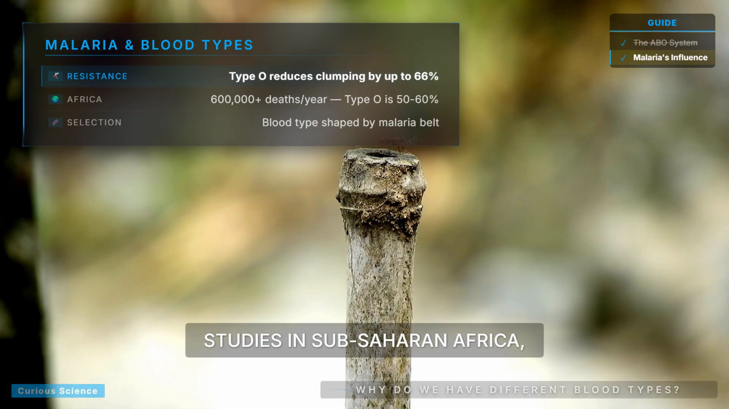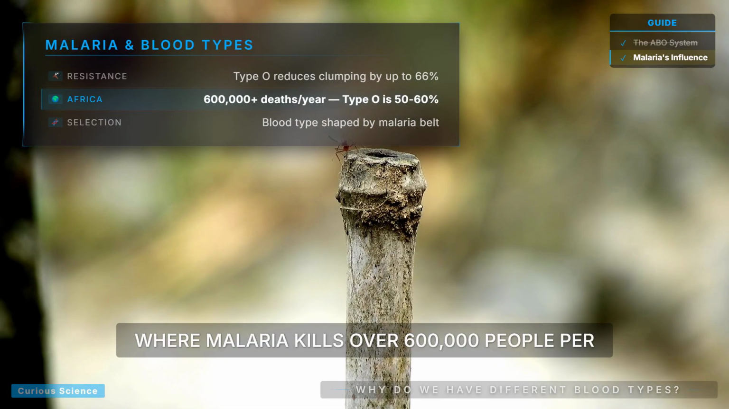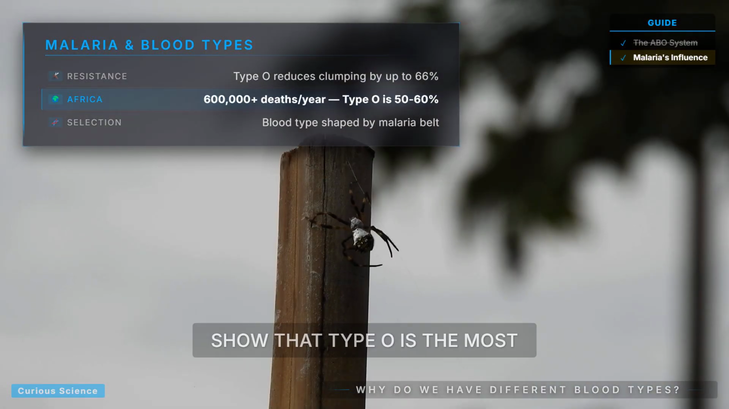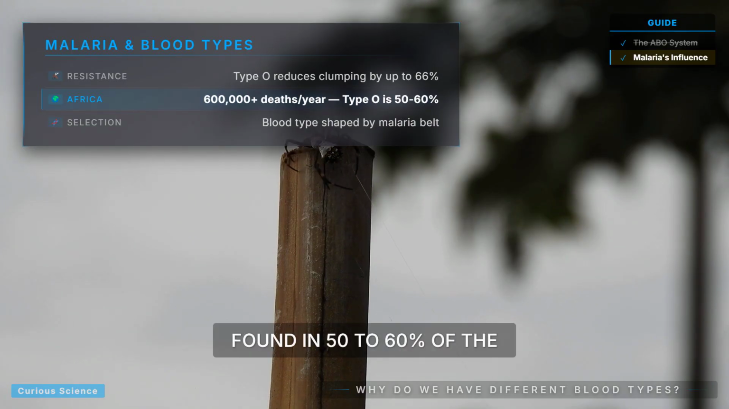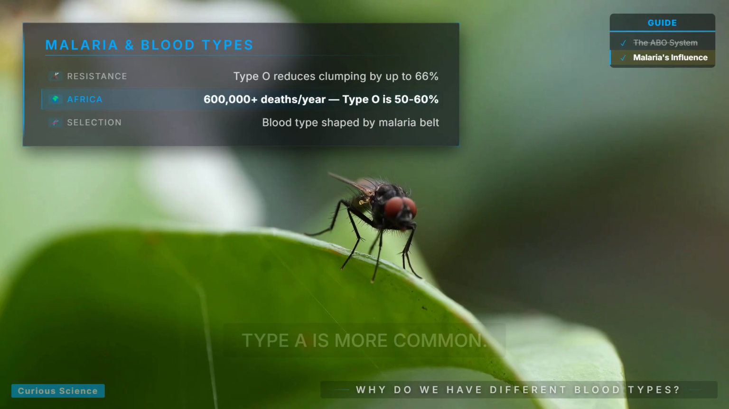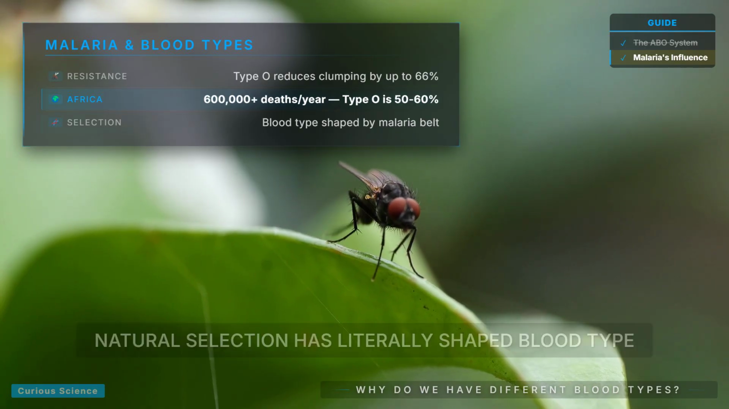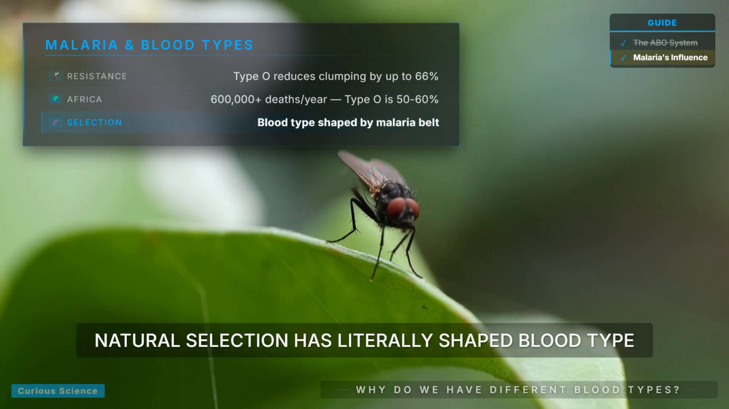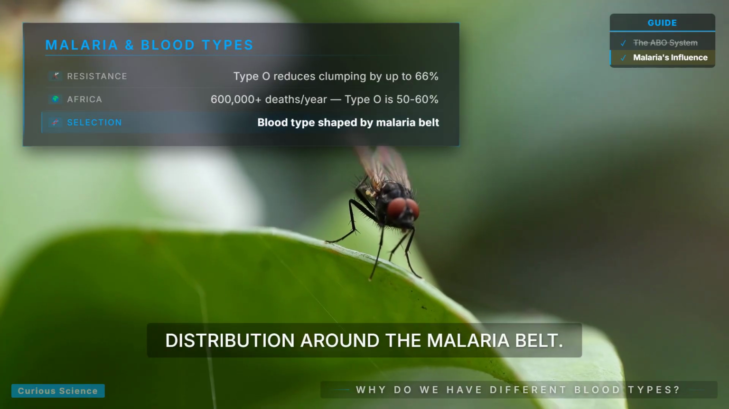Studies in sub-Saharan Africa, where malaria kills over 600,000 people per year, show that type O is the most common blood type, found in 50 to 60% of the population. In regions without malaria pressure, like Northern Europe, type A is more common. Natural selection has literally shaped blood type distribution around the malaria belt.